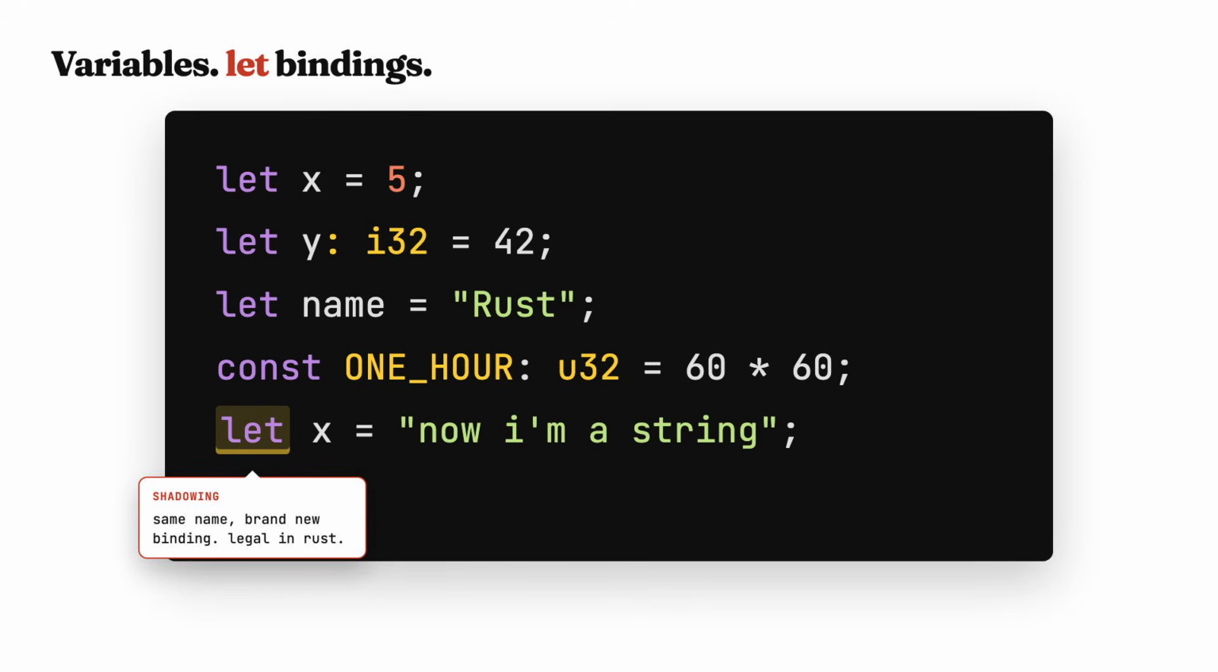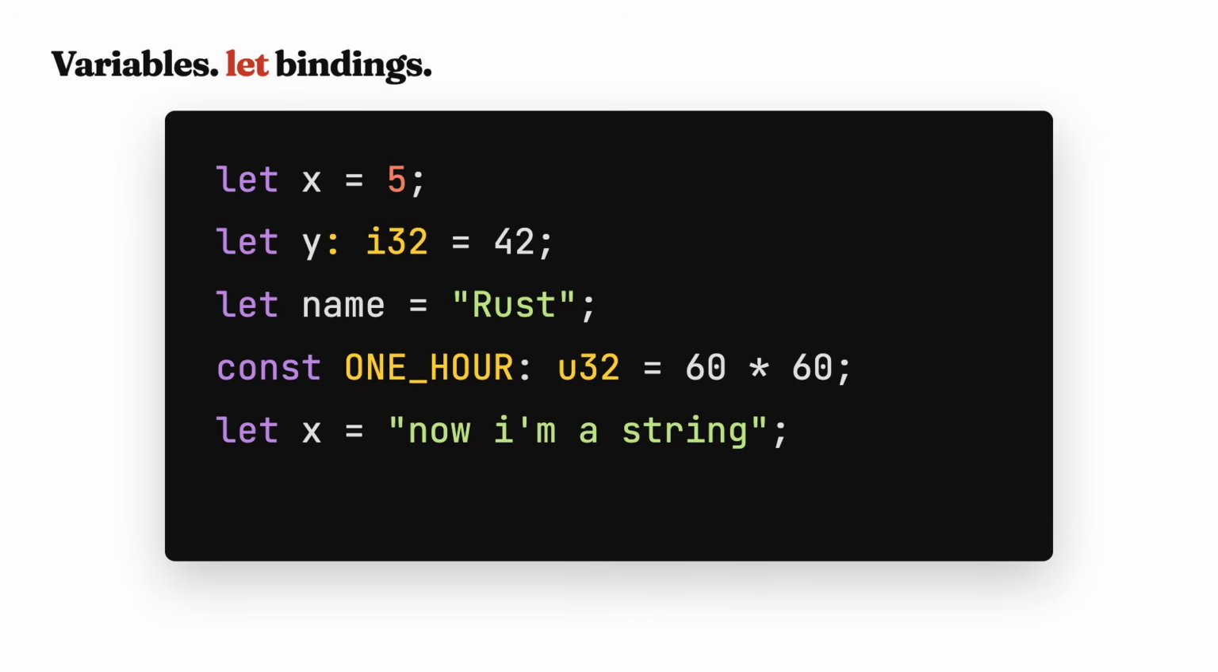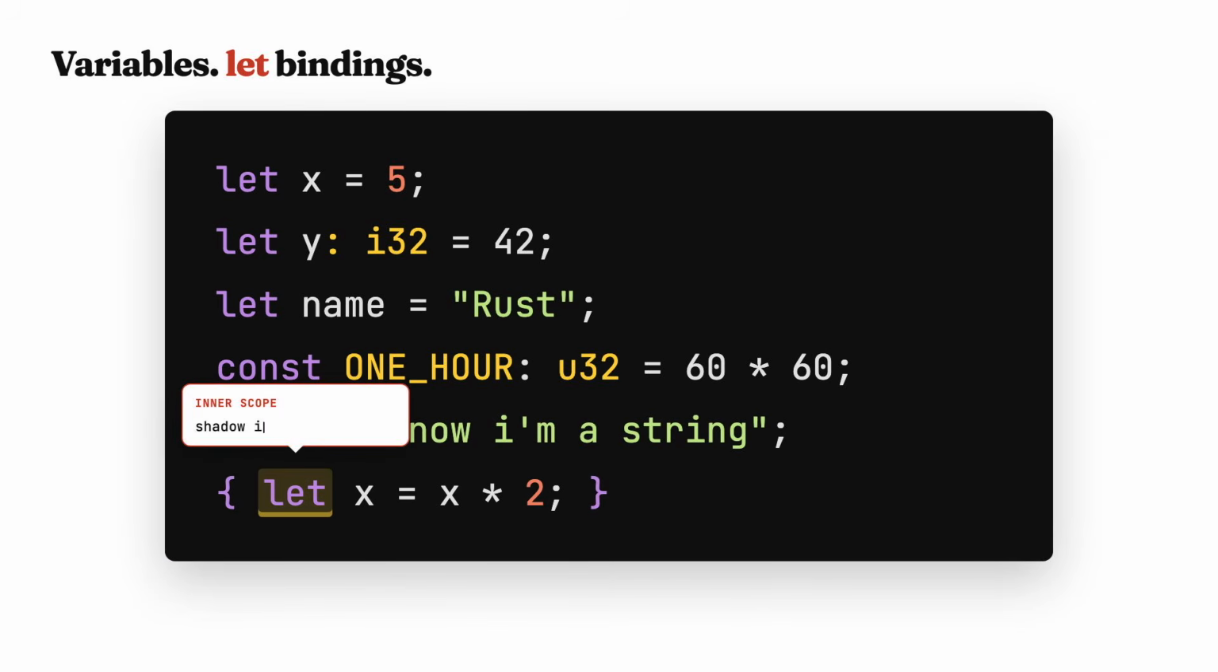Shadowing is a Rust quirk where you reuse the same name, and it creates a brand new binding. You can even shadow inside a block, inside the curly braces. x is a new variable, and once the block ends, the outer x is back, untouched.